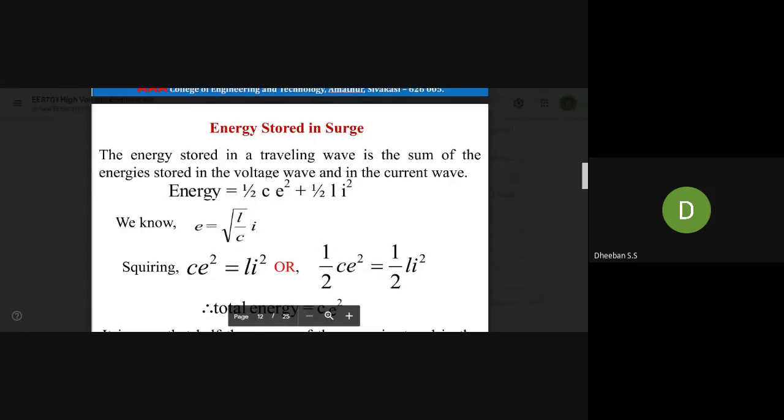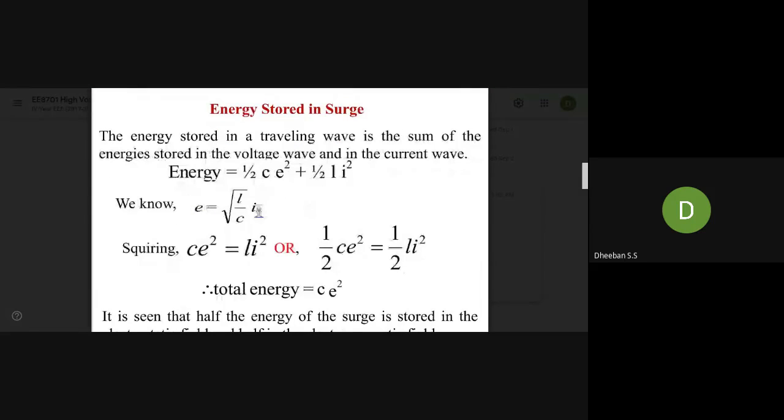With respect to these two storage elements, what will be the traveling wave energy? The energy stored in your capacitance is given as half C V square, and the energy in your inductance is half L i square. These two you will be summing.